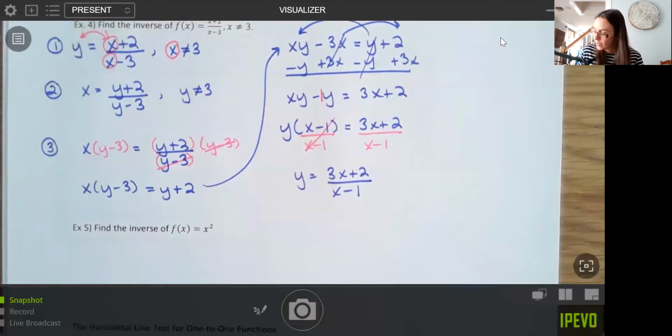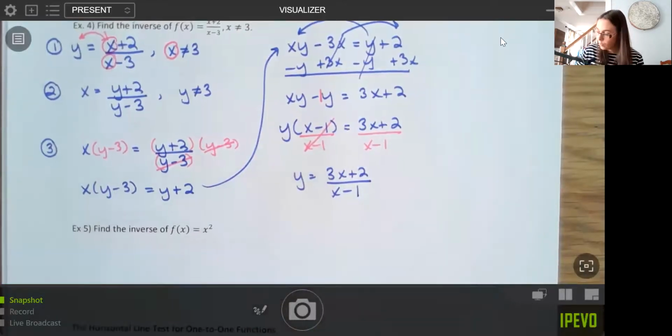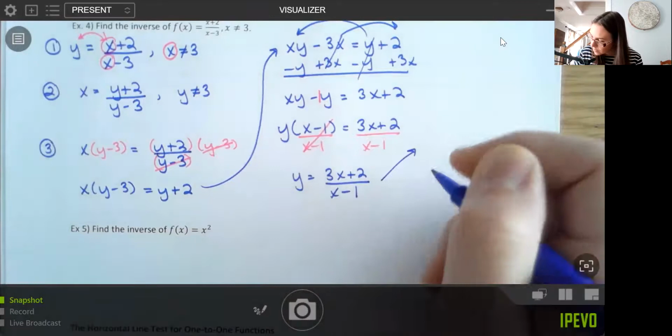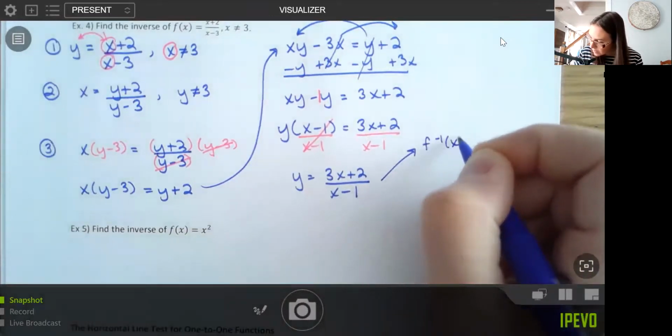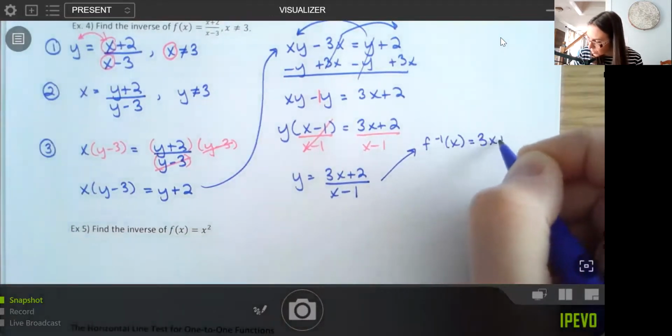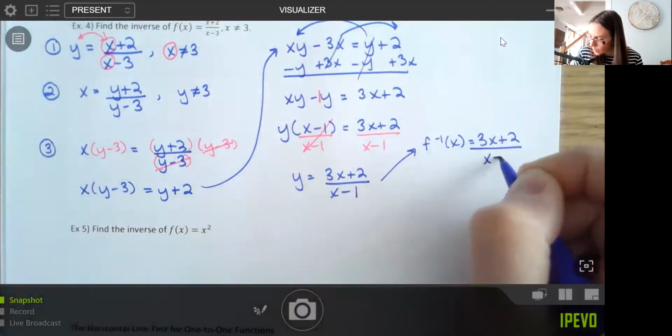Okay, so this is a function. And what we're going to do here is just rewrite this. So f inverse of x is equal to 3x plus 2 over x minus 1.